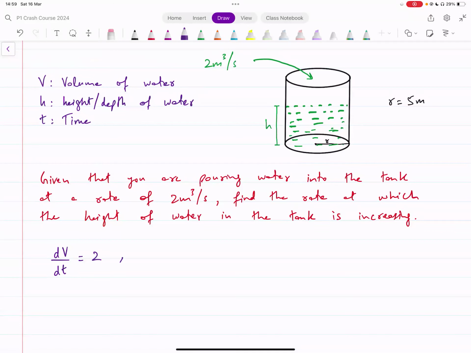What do we want to find out? We want to find the rate at which the height of water in the tank is increasing. The rate of change of height. That is what we want to find out.